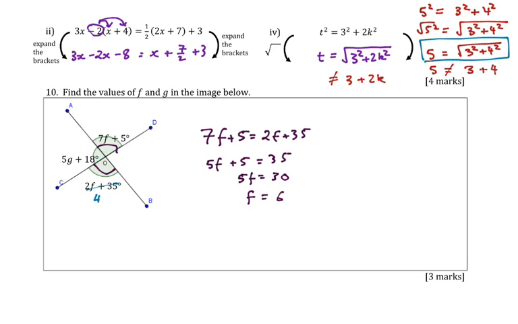If f is 6, that means that this angle here is 47 degrees. These two angles lie on a straight line, so this means that the blue angle I've just highlighted is 180 subtract 47, which is 133. So that means that 5g plus 18 is 133 degrees. This is an easy equation to solve. 5g is equal to 115, subtracting 18 from both sides. Timesing both sides by a fifth gives us g is equal to 23. So we have now found the values of f and g. They are 6 and 23 respectively.